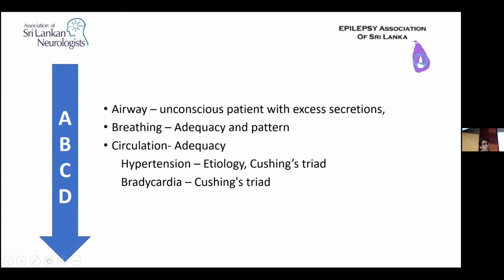Circulation, again, we have to, of course, look at adequacy, basic ABC. Hypertension can give you proof for etiology. You might be dealing with a hypertensive encephalopathy or maybe part of your Cushing's triad. Bradycardia, again, could be a part of your Cushing's triad.